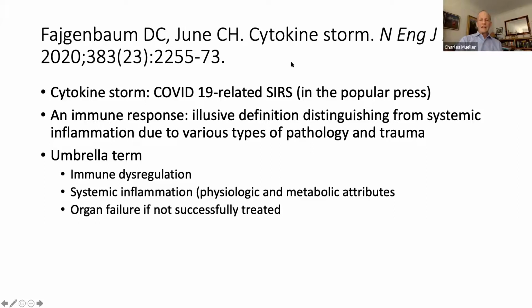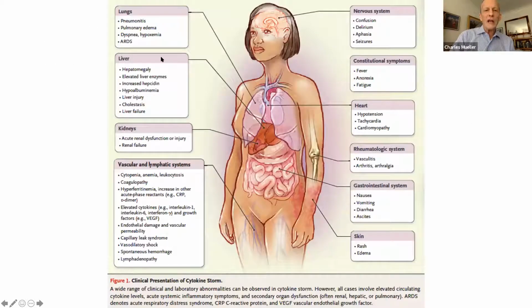Most recently, in the New England Journal of Medicine, we saw in the press this terminology, cytokine storm. And cytokine storm is basically systemic inflammation. And you can look at its clinical characteristics in the very sick patient. This is from the New England Journal. But do note all of the things that go on, hepatomegaly, that are similar to acute inflammation, organ failure.